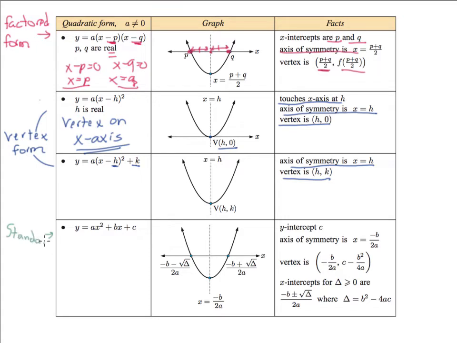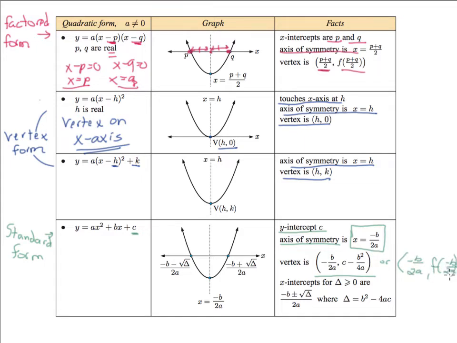Our last one here is an example written in standard form. With standard form, our y-intercept is the easiest to find. It's just the number by itself that doesn't have a variable in it. Our axis of symmetry is x equals opposite of b over 2a. Our vertex has the x value of opposite of b over 2a.